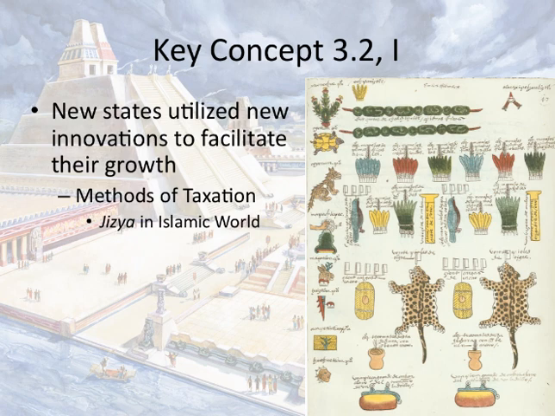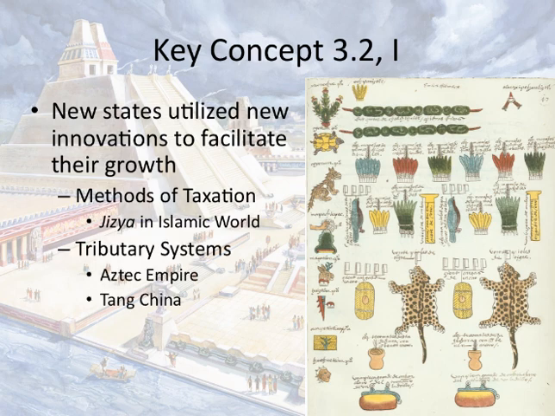So methods of taxation are new ways that states facilitate growth. The best example of this is the jizya that's implemented throughout the Islamic world to non-Muslims within the Islamic Empire. You see the emergence of tributary systems in the Americas and most notably in China, which is where the empire in question demands and exerts tribute from surrounding areas.